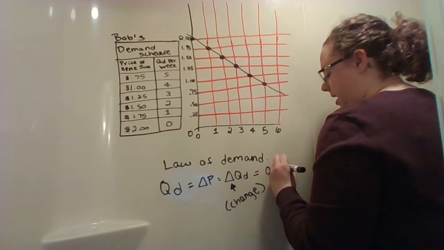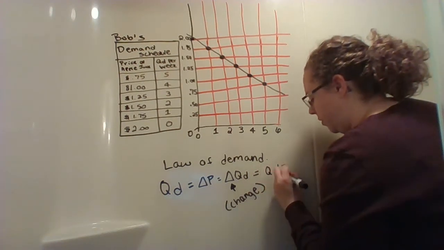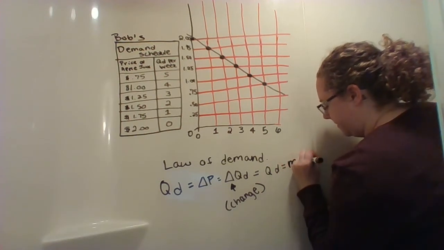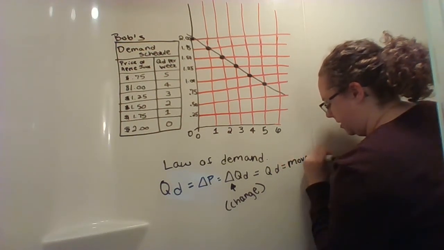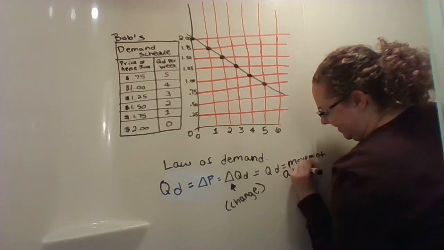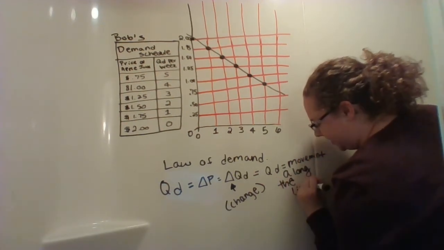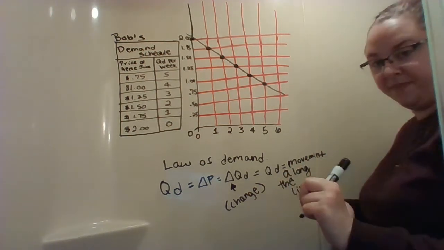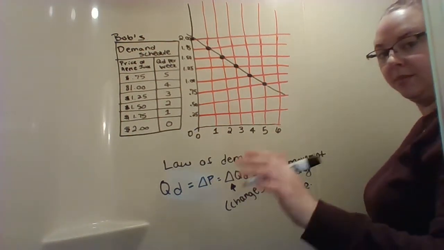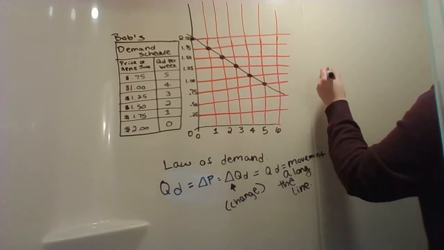Quantity demanded equals movement along the line. Anyways, it means movement along the line. I'm running out of space to write. Well, actually, I can write over here, can't I? Yeah, you can see that.